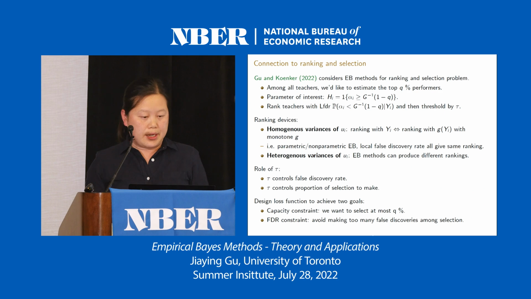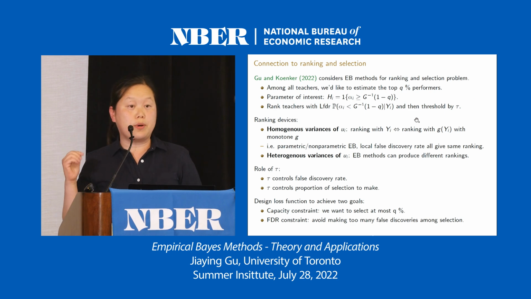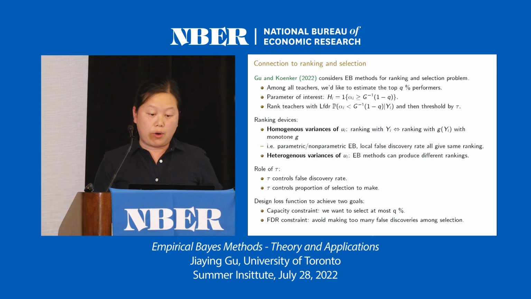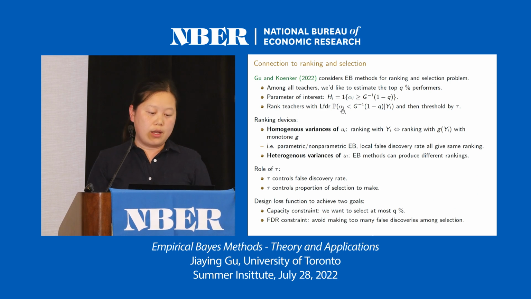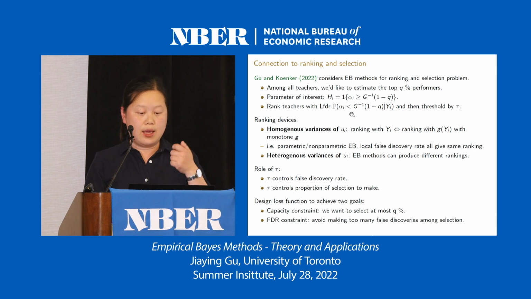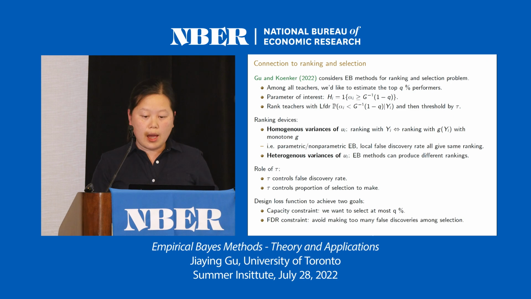How does that connect to ranking and selection? In this paper with Roger, we consider the empirical Bayes method on ranking and selection. So think about the teacher context. Suppose that now we want to estimate the top Q% performers. We want to know who are the teachers that have their latent value added in the top Q%. The parameter of interest then converts from alpha_i to this binary h_i, just like before. And then we're going to rank teachers by the local false discovery rate, which is nothing but this posterior probability, or the posterior tail probability. Conditional on the data evidence y_i, what is the posterior probability of teacher i having a quality below a certain quantile? And given a tau, we're going to threshold who are the teachers that we say are in the top Q percentile.